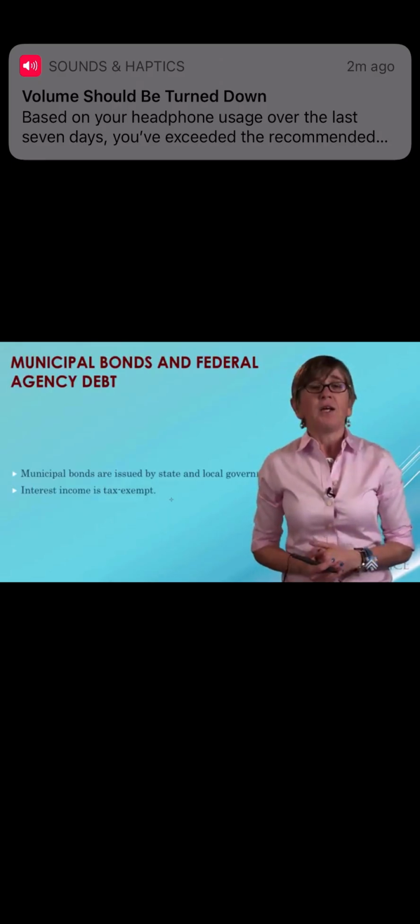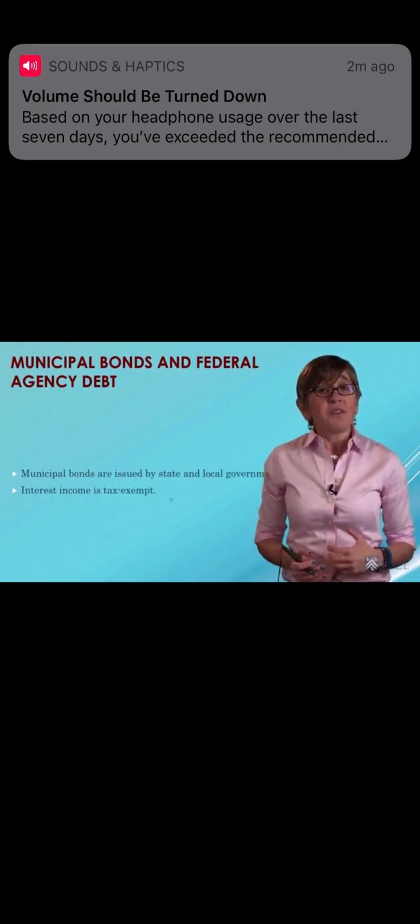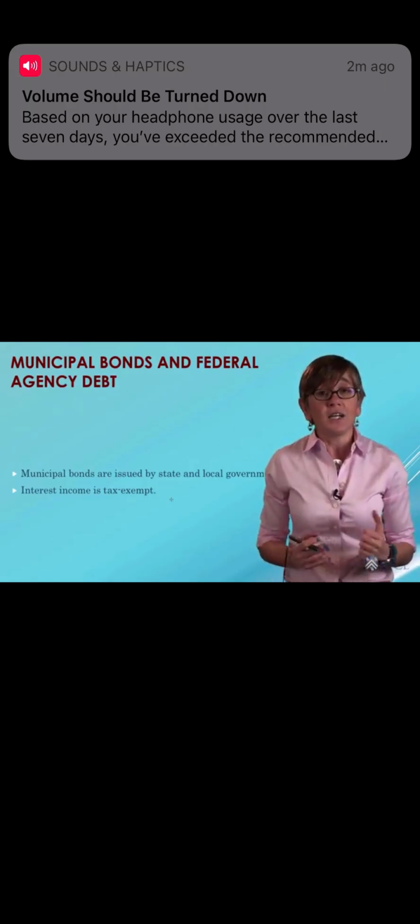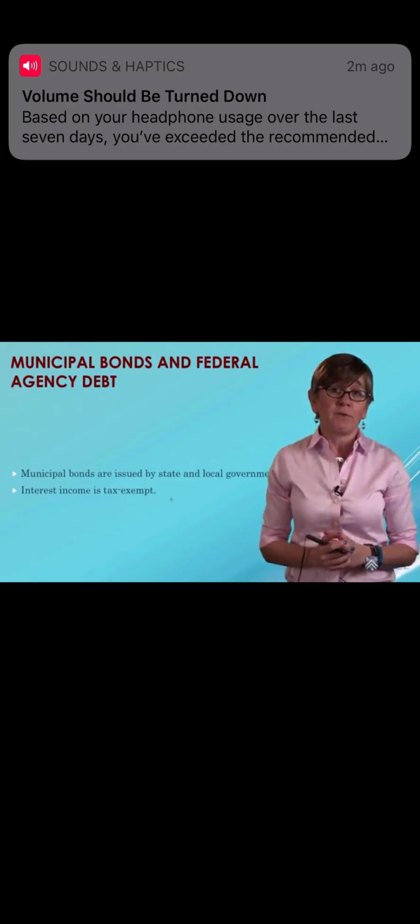Another segment of the long-term debt market consists of municipal bonds, often referred to as munis. These are issued by state and local governments. Now, they are especially attractive to investors in high-income brackets because the interest income on munis is exempt from federal taxes.